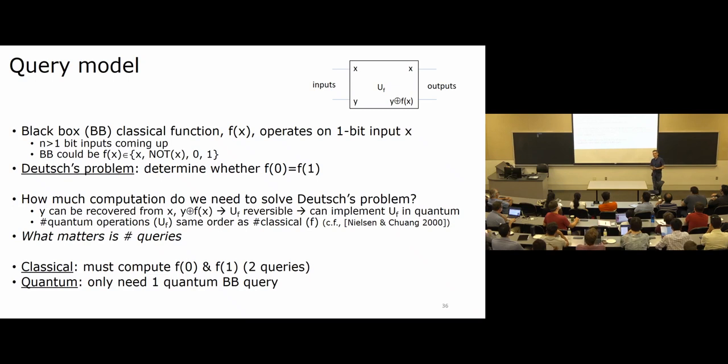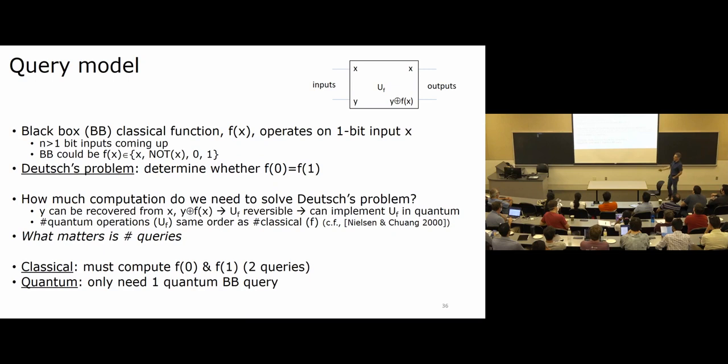And what are the possible black boxes that operate on one bit? It could be the always zero function. It always returns zero. It could be the always one function. It could also be the identity function or the not function. So four possible black boxes. We started with something really simple, a single bit. Later, we'll do n qubits or n bits, more than one, but we're starting with something very simple.